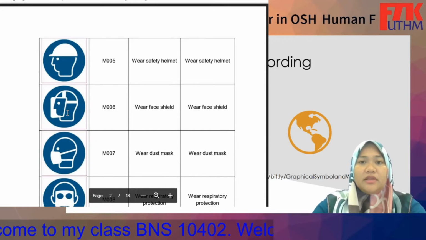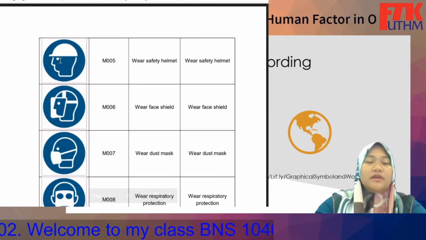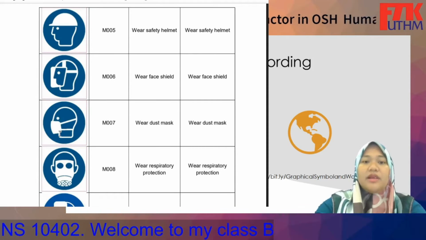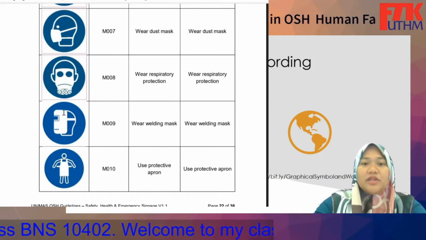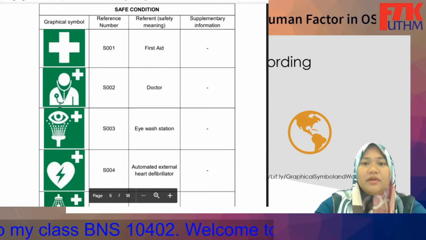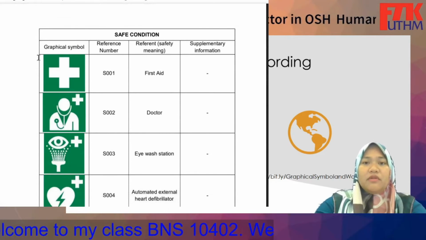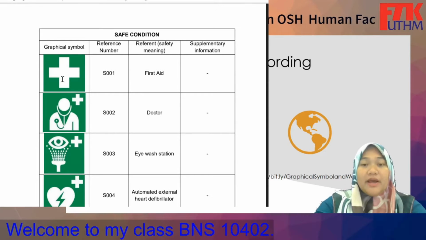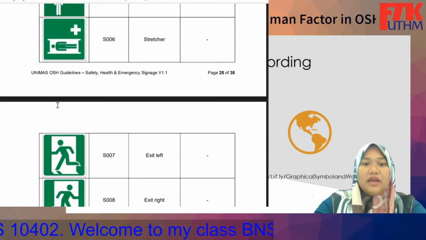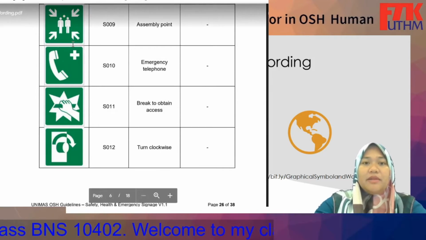And so on. There are many more you can read in the graphical symbols shown: wear safety helmet, wear face shield, wear dust mask, wear respiratory protection. All the blue is normally a norm. For the safe condition, the graphical symbol with a plus is first aid, this is a doctor, eye wash station, and etc. Exit left, exit right, assembly point.